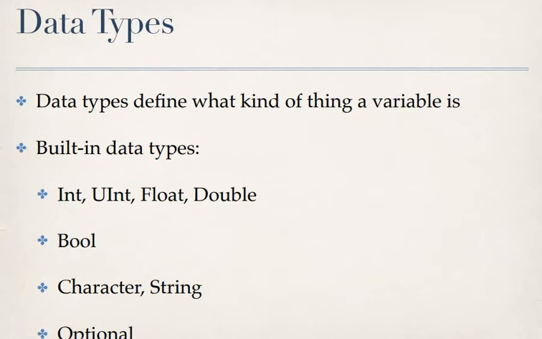What are the various data types in Swift? So we have built-in data types: Int, UInt, Float, Double, Bool, Character, String, and Optional. You need to observe one thing. Those who have knowledge of C, C++, Java, and Python, just observe the optional data type.